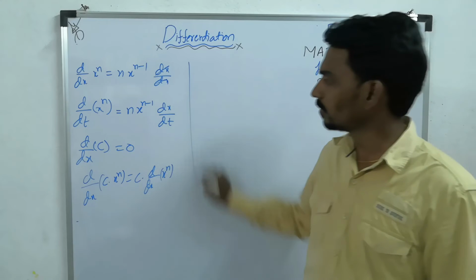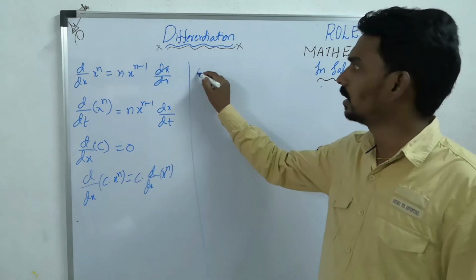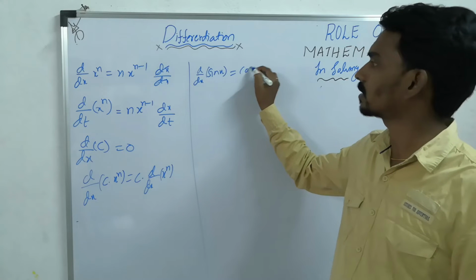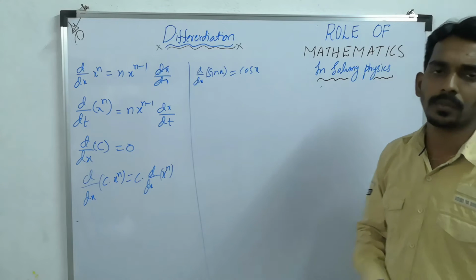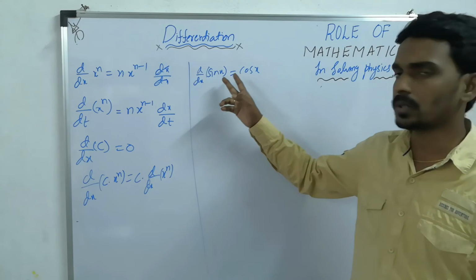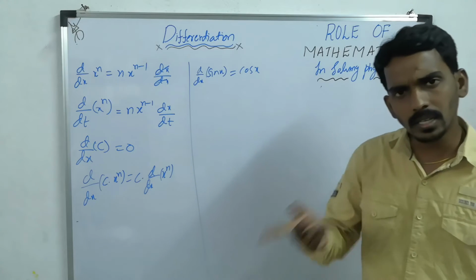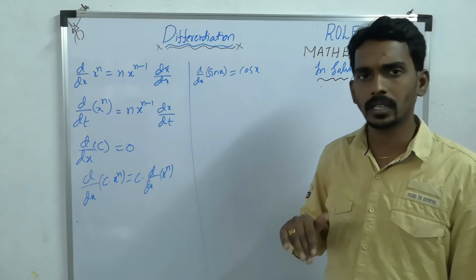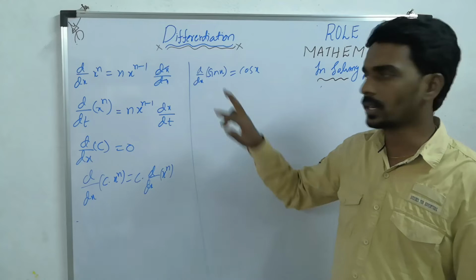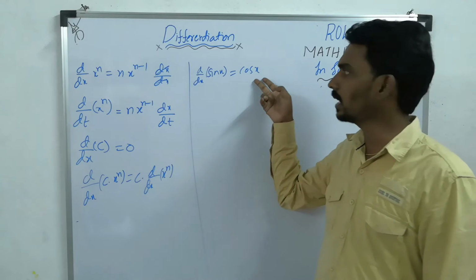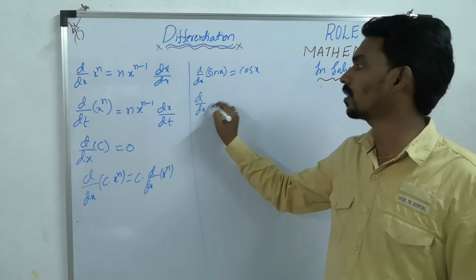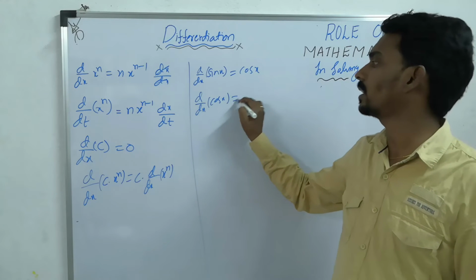Now apart from this, d by dx of sin x is cos x, as we have seen in the previous topic, integration of cos was what? Sin. So differentiation and integration are inverse processes of each other. That's why differentiation of sin is cos, integration of cos is sin, and differentiation of cos is minus sin x.